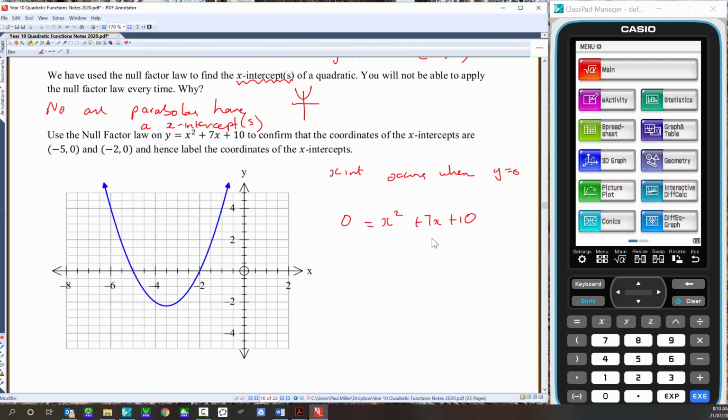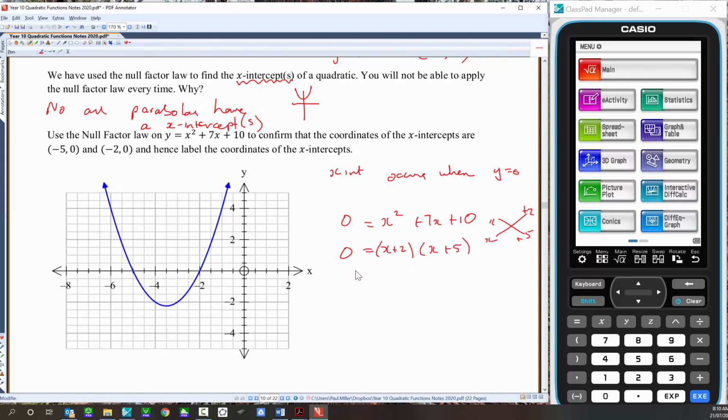So all that factorising we've been doing is now going to be used. What I'm going to do is factorise this right-hand side. 0 equals... All right, let's use the cross there and say that we've got x, 2, and 5. Both of them are positive. So it's going to be x plus 2, x plus 5.